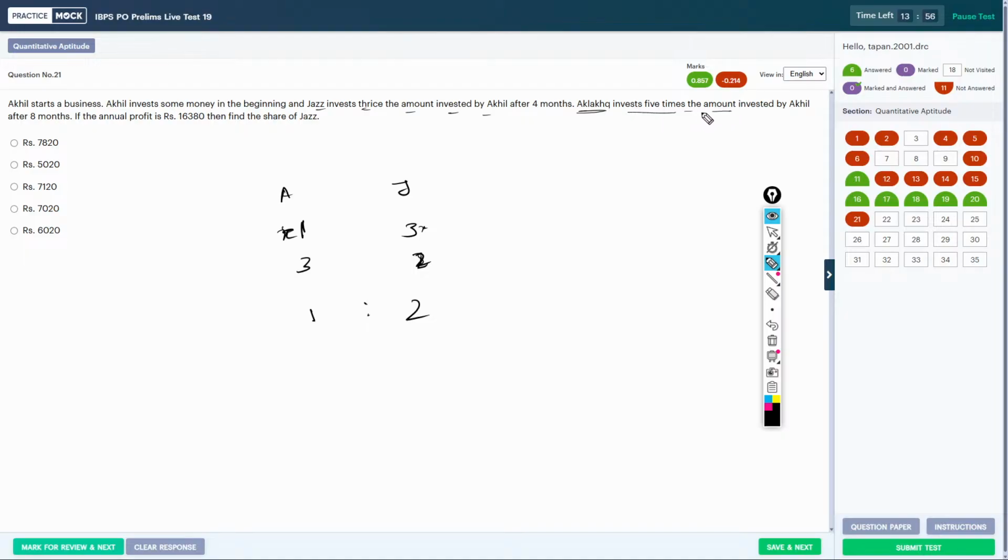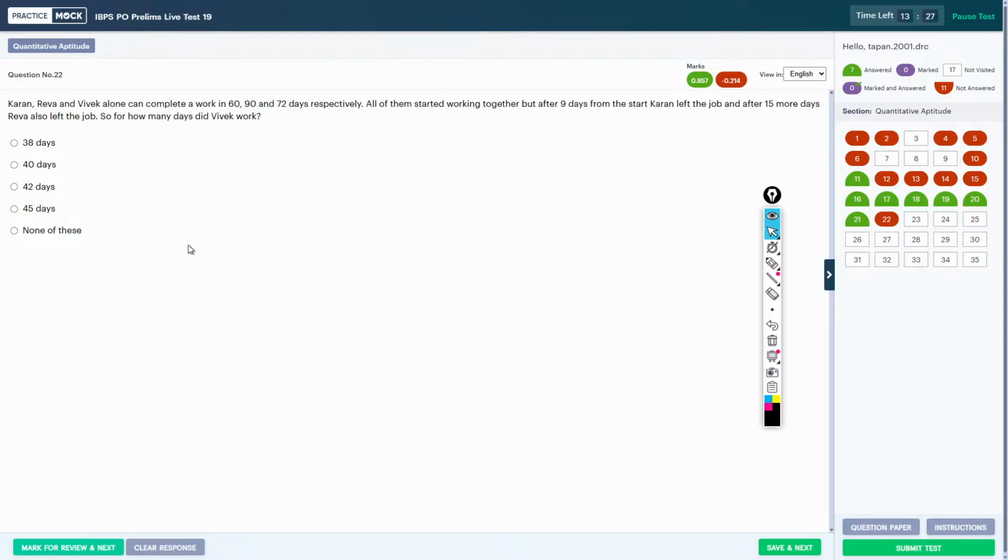Invest 5 times the amount of Akhil after 8 months. So 5 for 1. So this is 3, 6, 5. Annual profit is this. So profit of Jazz multiple of 3 for sure. Not this, not this, not this. 10, not this, only this one, multiple of 3.